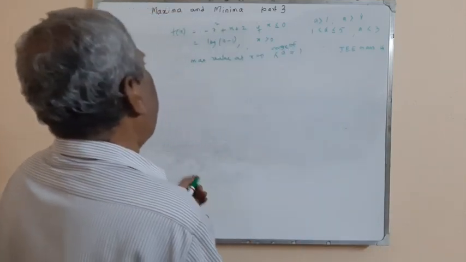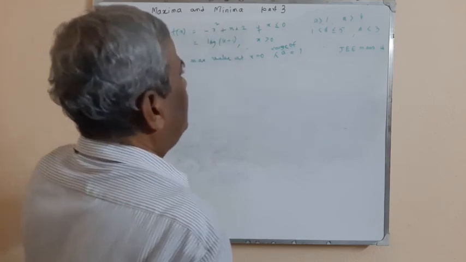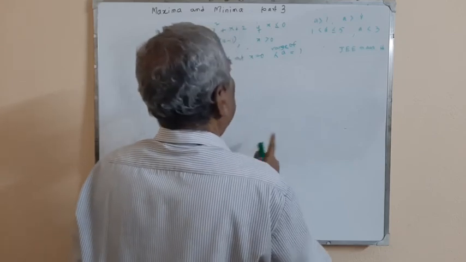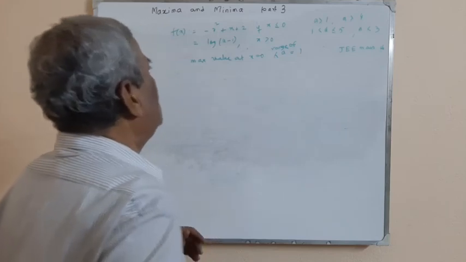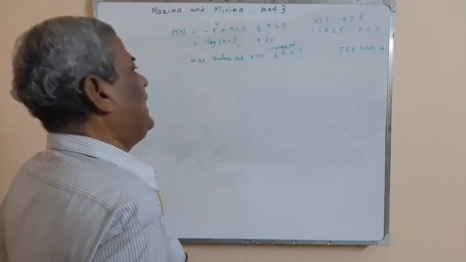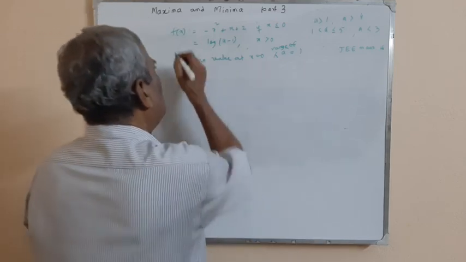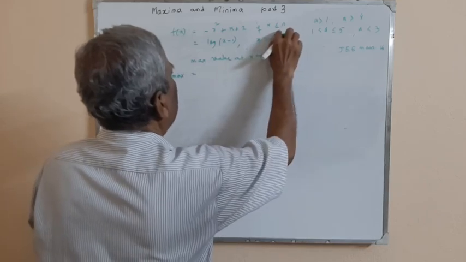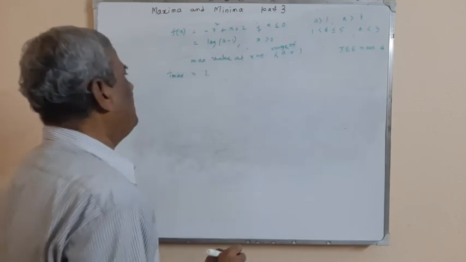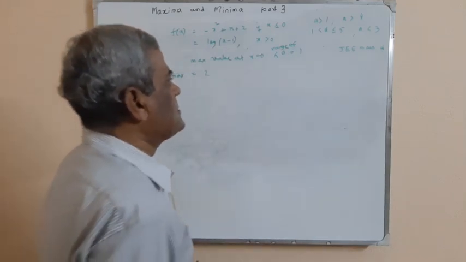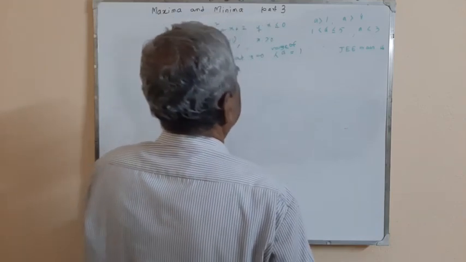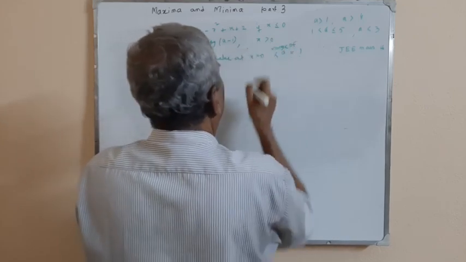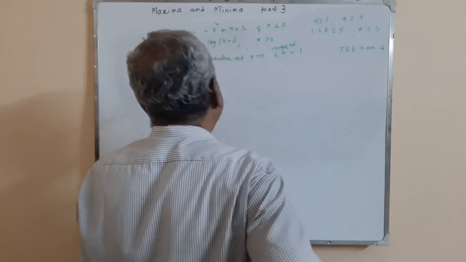So f(x) is a given function and in two intervals its values are this and that. Moreover, it is given that its maximum value is at x is equal to 0. Then we have to calculate the range of a. So maximum value f max is at x is equal to 0. From this interval, we can calculate it is equal to 2. Because it is maximum, all other functional values must be less than or equal to 2.